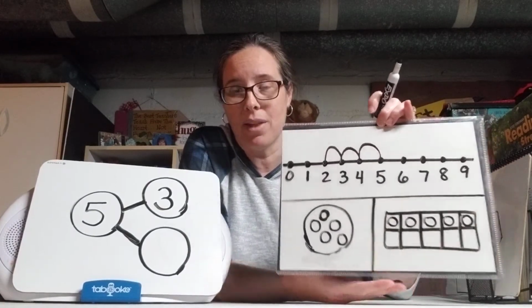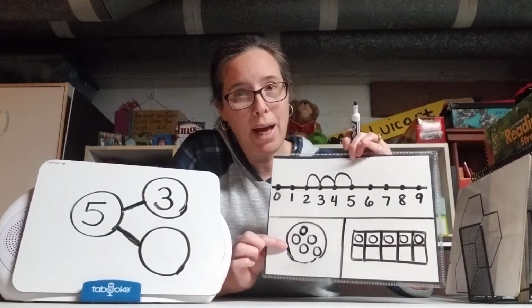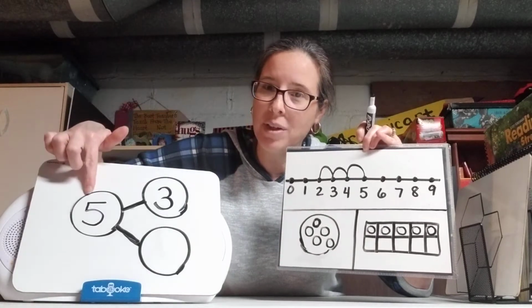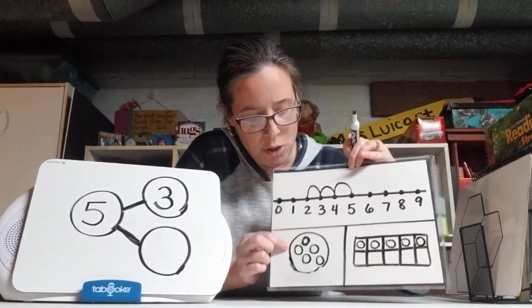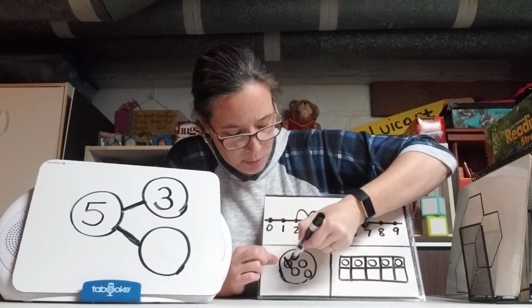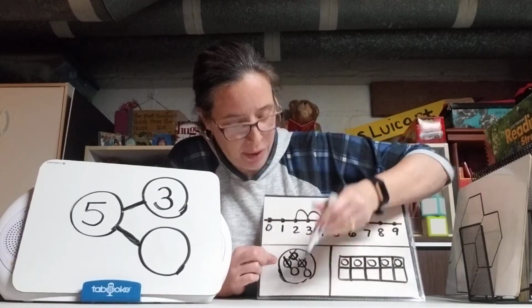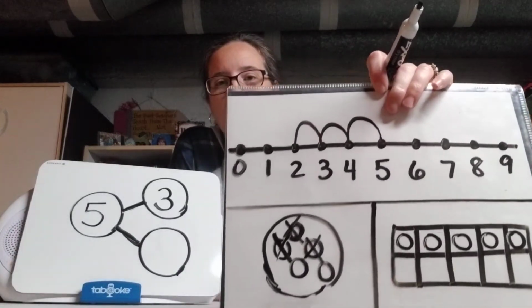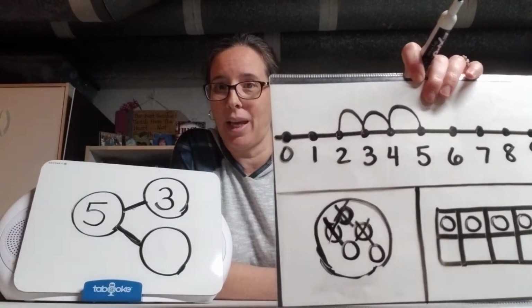Another way I could have solved that, remember, this is the whole amount. I began with 5 cookies on the plate. Gage took 3. I'm going to mark off 3. 1, 2, 3. What is left? 2 cookies on our plate.